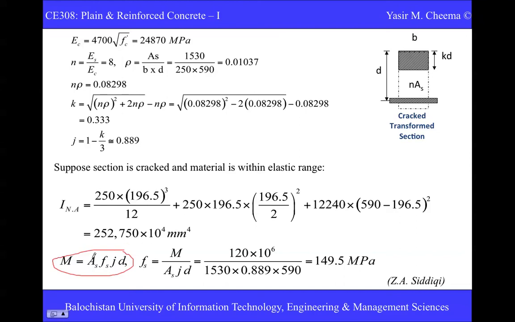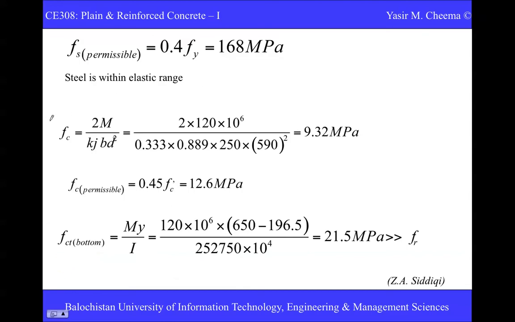This is the area of concrete, and you use this area of concrete. The stress will be Fc, and the lever arm will change accordingly. So it comes to Fc is equal to M over kjbd squared. Just put the values of M, k and j, then b and d squared, and you will find this value.